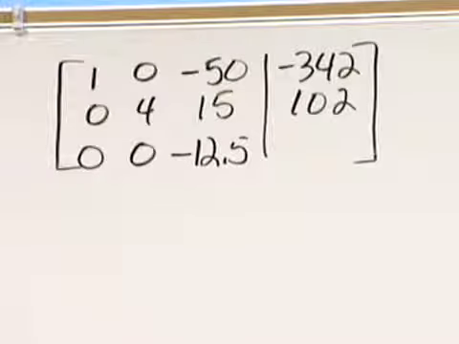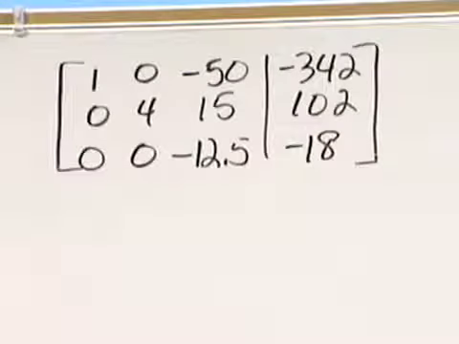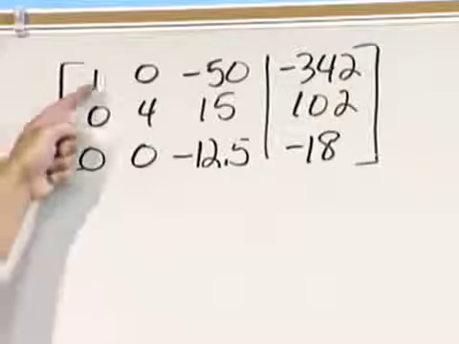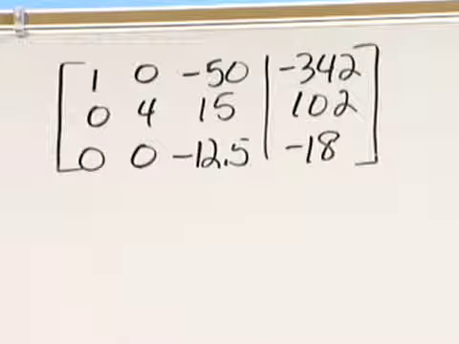And finally, in the constant column, we'll have 237 minus 2.5 times 102. That result would be negative 18. So you can begin to see that we're establishing the ones in the diagonals and zeros in the other positions.